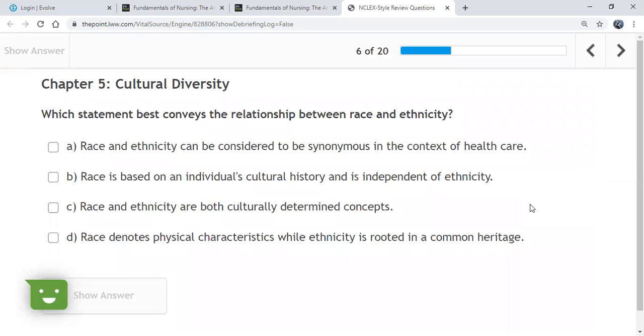Which statement best conveys the relationship between race and ethnicity? So are they synonymous? No. I think it's D. D as in dog. In one, race denotes physical characteristics, while the other is rooted in common heritage.